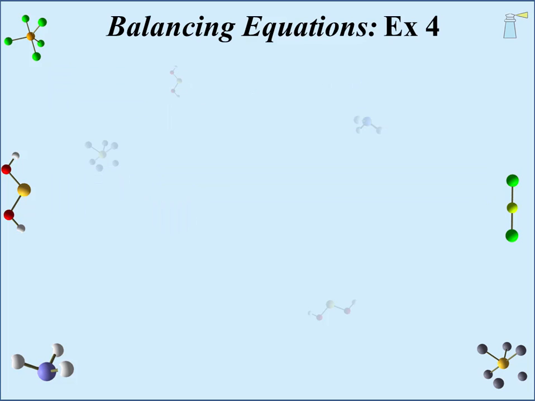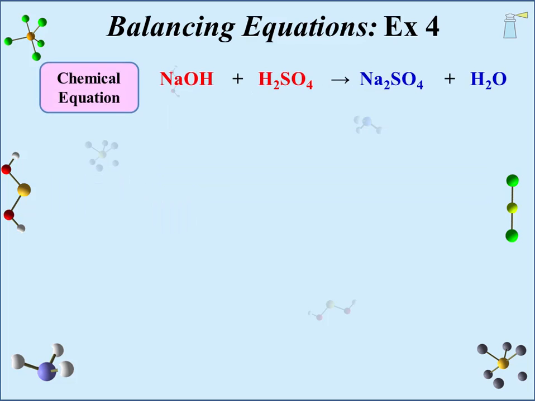One last example, and it deals with polyatomic ions. It is a neutralization reaction. It is an acid-base reaction that produces a salt and water. The aqueous base sodium hydroxide reacts with aqueous sulfuric acid to produce the salt aqueous sodium sulfate and water, H2O.